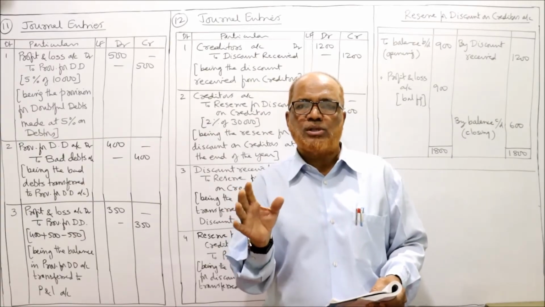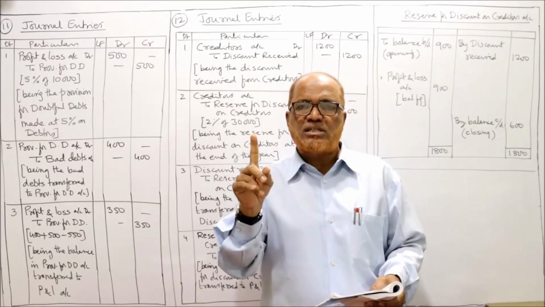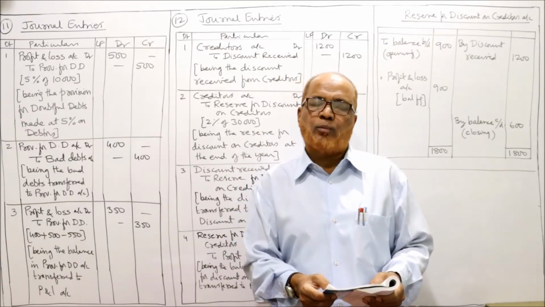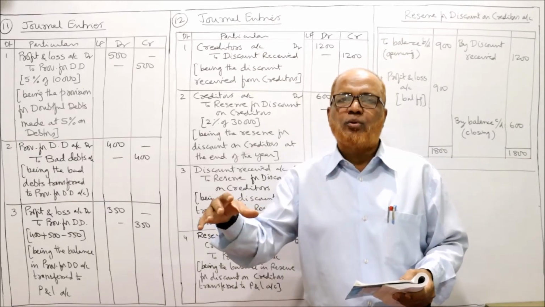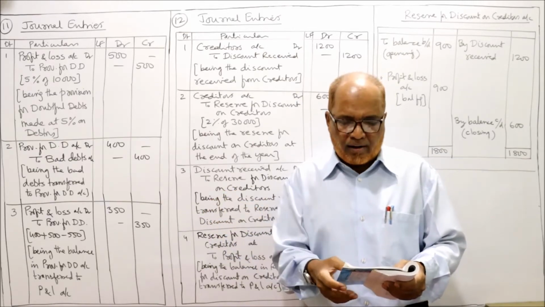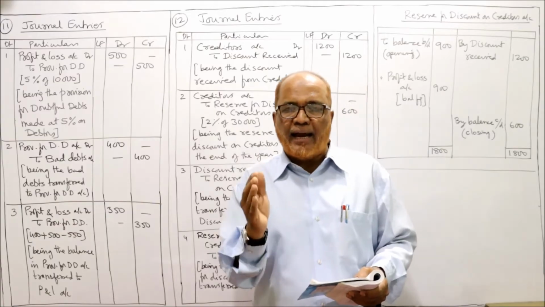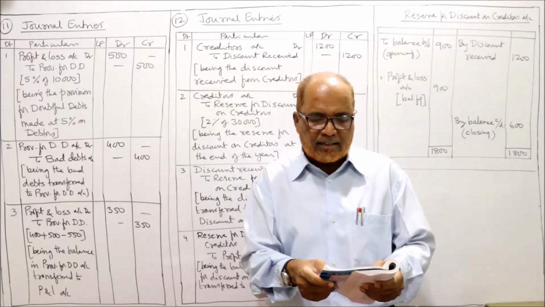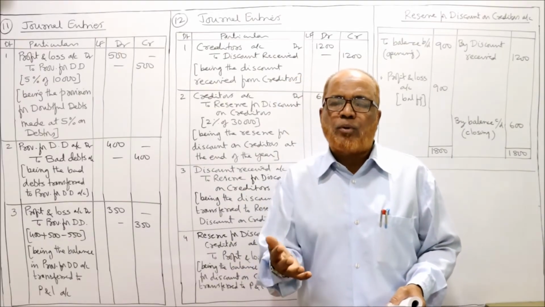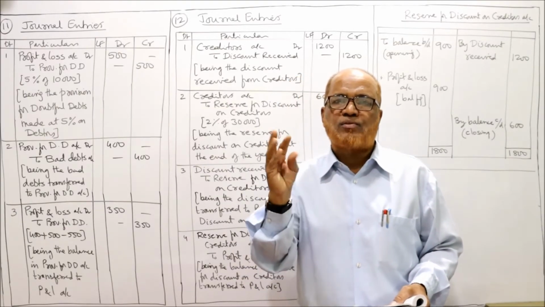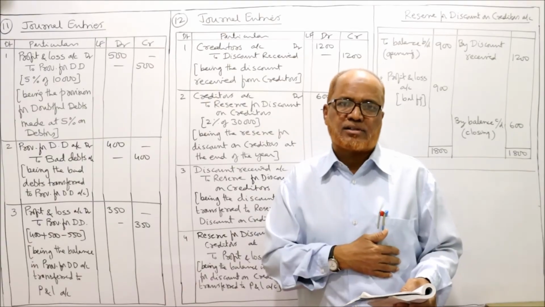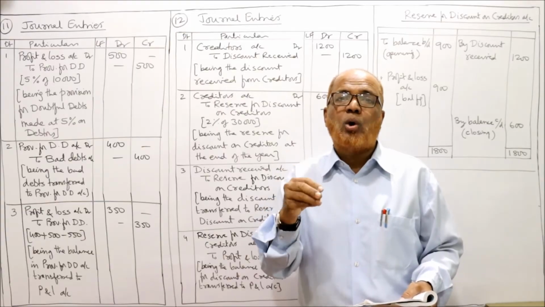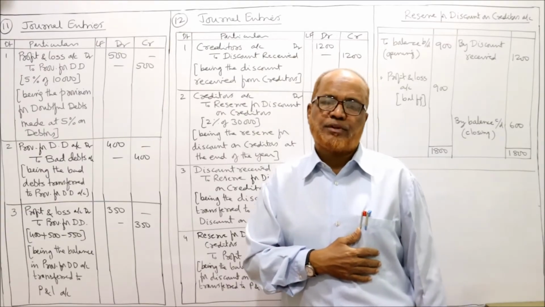Our current year is 2013. At the beginning of the year, 1st January, there is an opening balance of provision for doubtful debts, 550 rupees. During the whole year of 2013, bad debts written off were 400 rupees. At the end of the year, 31st December 2013, the total sundry debtors are 10,000 and it is proposed to make a provision for doubtful debts at 5% on sundry debtors. So 5% of 10,000, 500 rupees, is the closing provision for doubtful debts.